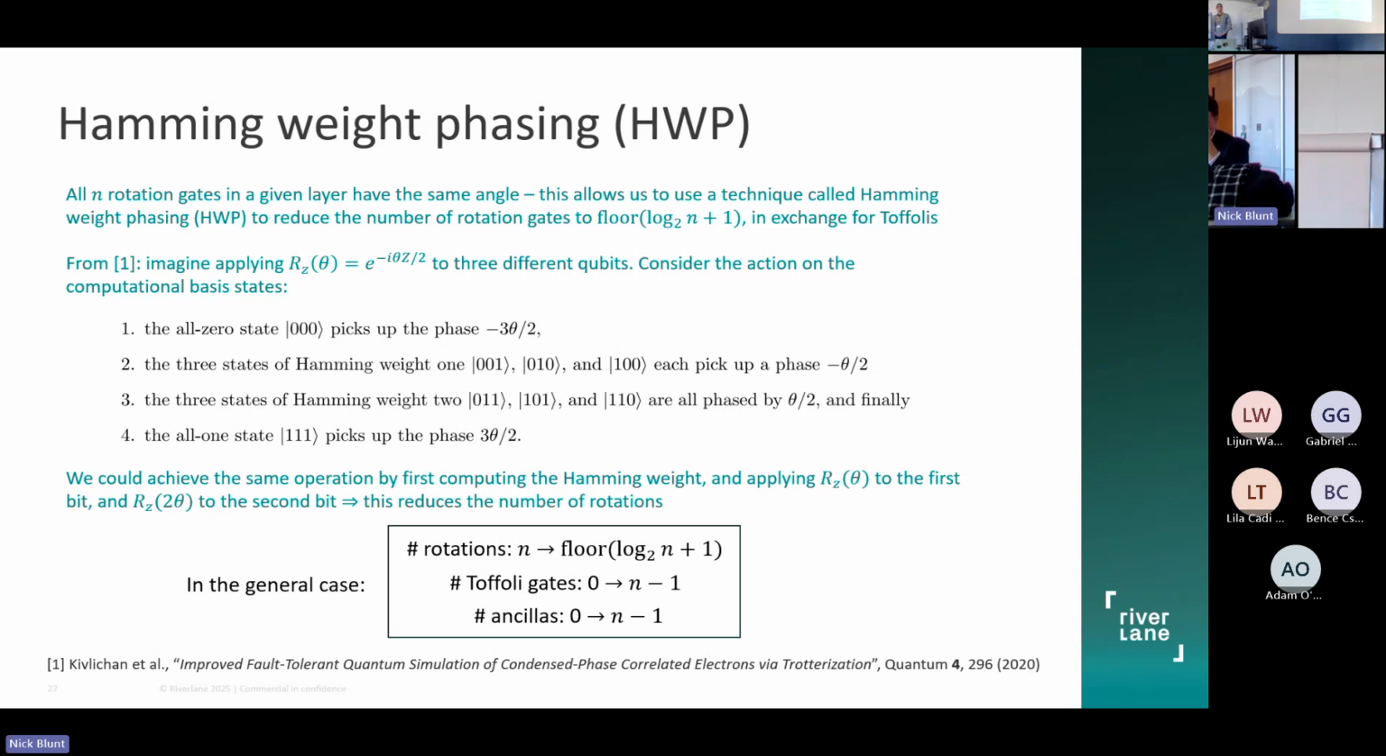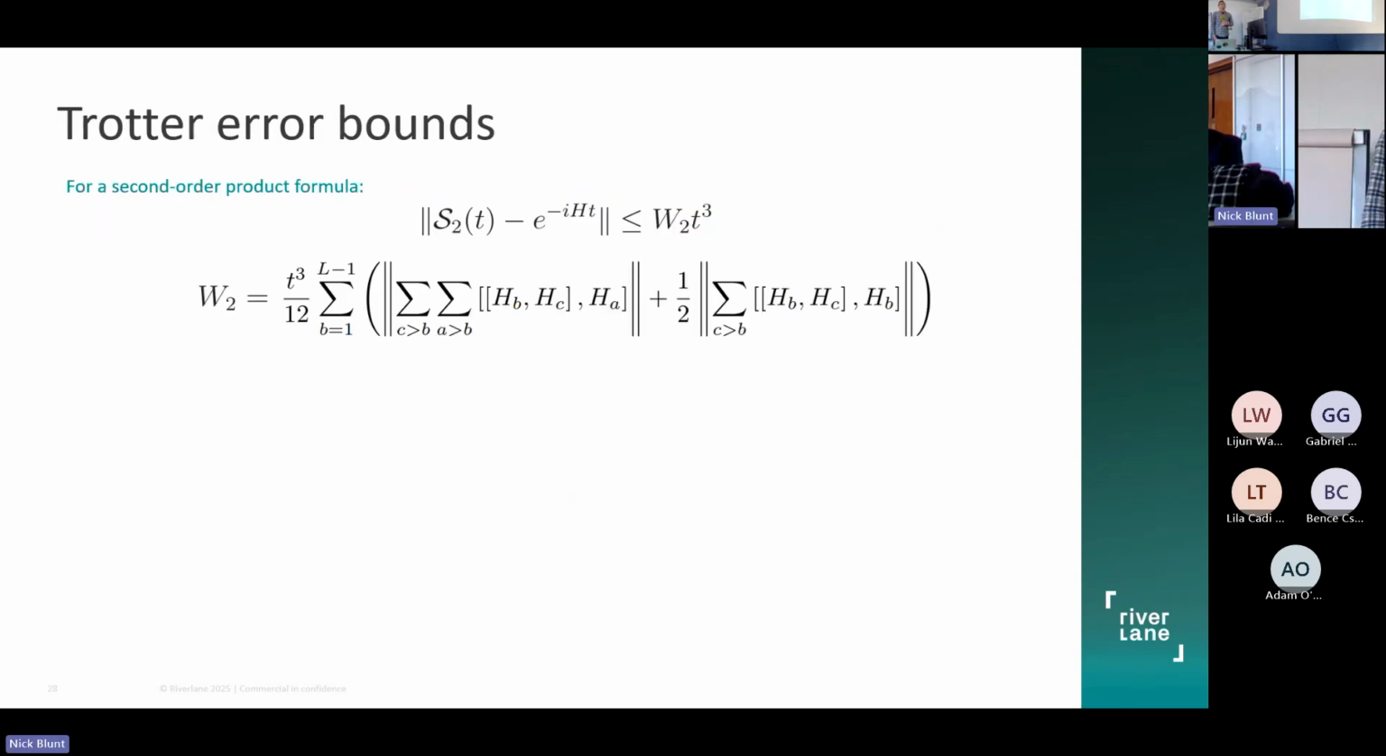Yes. In the results I'll show at the end, we show it without using Hamming weight phasing at all, and then we show it with layers of size n, n over 2, or n over 4. So you just have a rotation resource which is adding. Yeah, essentially. And that would reduce your T count. That's right. Okay. Any other questions?